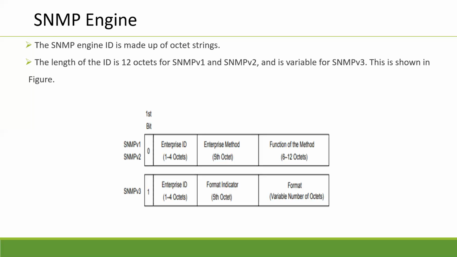The fifth octet of SNMP version 1 and version 2 indicates the method that the enterprise used for deriving the SNMP engine ID, and octets 6 to 12 are a function of the method. For a simple entity, it could be just the IP address of the entity. The fifth octet of the SNMP version 3 engine ID indicates the format used in the rest of the variable number of octets.